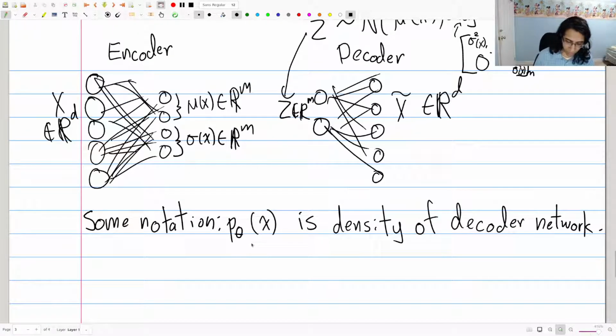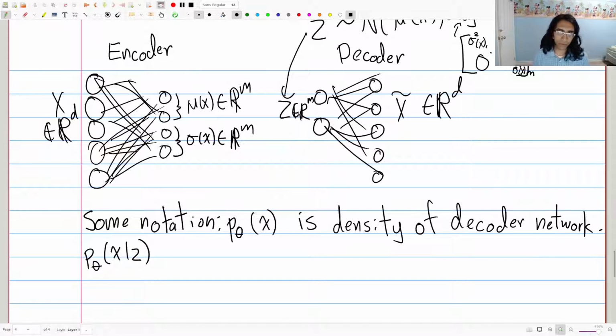Some other important notation: we need p_theta(x given z). So what does this mean? It means that when we feed in a particular value of z here, what value of x is going to come out the other side? And this is, in general, a distribution. So this is a distribution over the decoder's outputs.